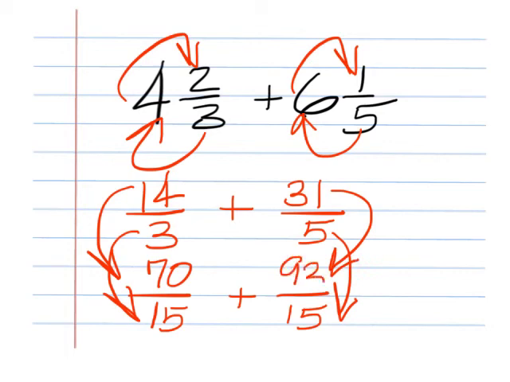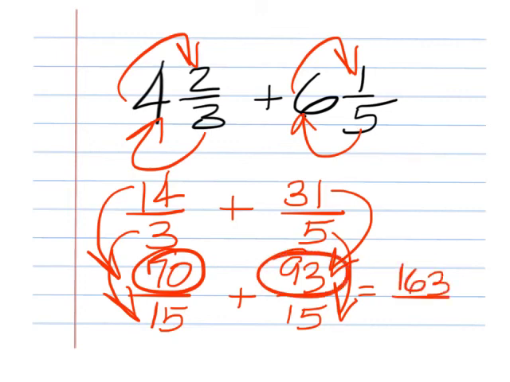5 times 3 is 15. 31 times 3 is 93. So 70 plus 93 is 163 over 15. And then figure out how many times 15 will go into 163 without going over.